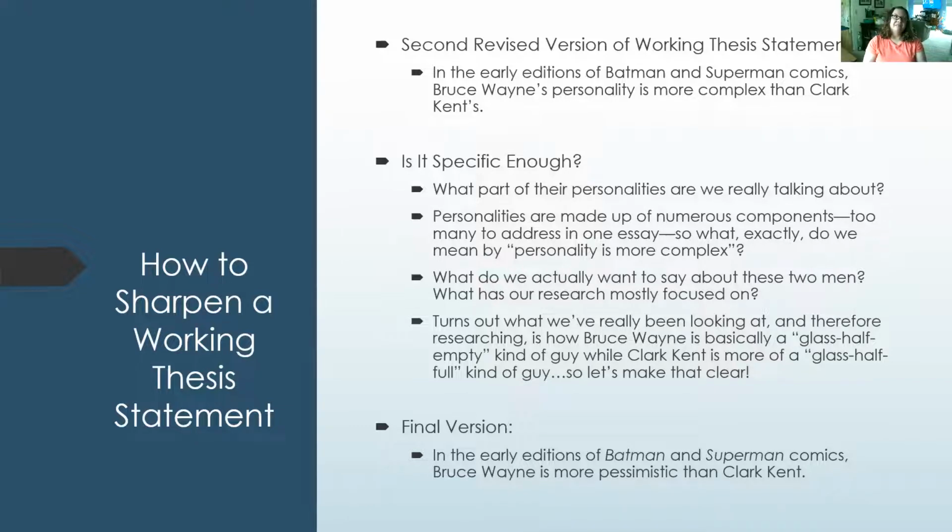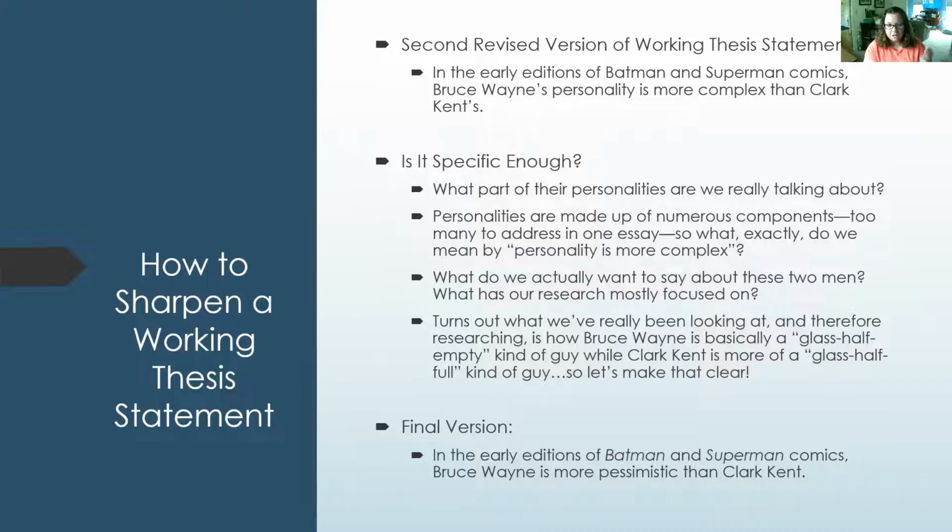Now, is this specific enough? We've got the focus, right? Early editions of the comics, Bruce Wayne and Clark Kent. But there's that whole middle section there. Personality is more complex. What part of their personalities are we really talking about? Personalities are made up of a lot of different things, too many to talk about in just one essay. So what exactly do we mean when we say that Bruce Wayne's personality is more complex than Clark Kent's? What does that even mean?